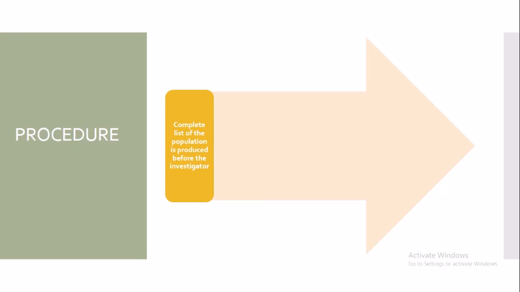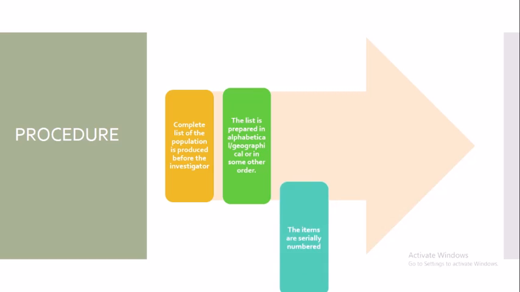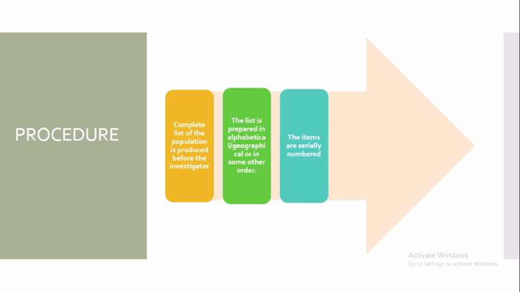You will have a statistical investigator. You give him a complete list of the population, and he might arrange the list in alphabetical order, geographical order, or any other order according to his convenience. After arranging it in a particular order, the items are serially numbered, like 1, 2, 3, etc. Then the first item from the population is chosen at random, using a lottery method.